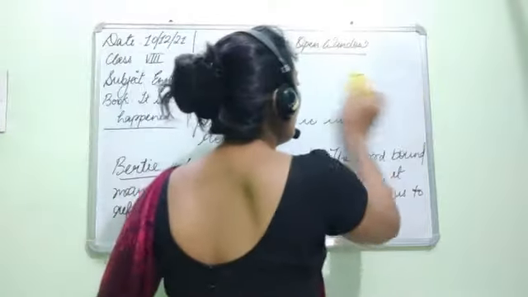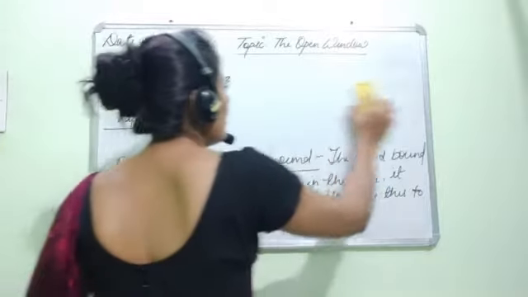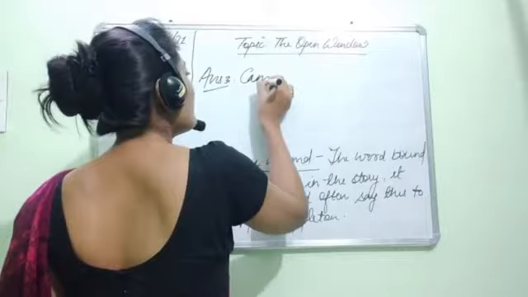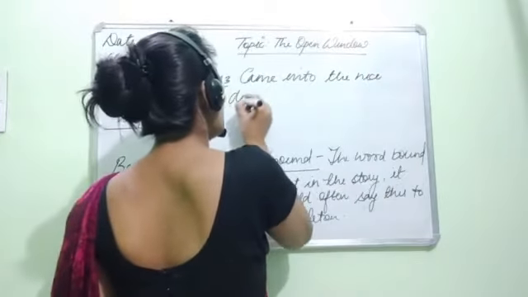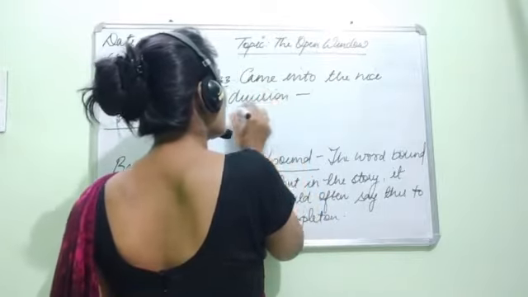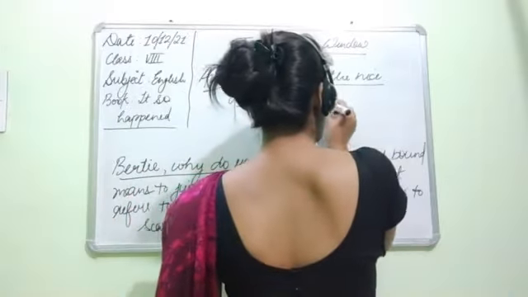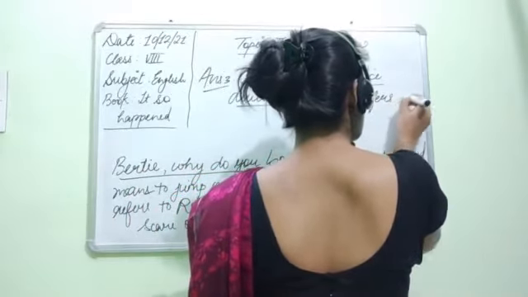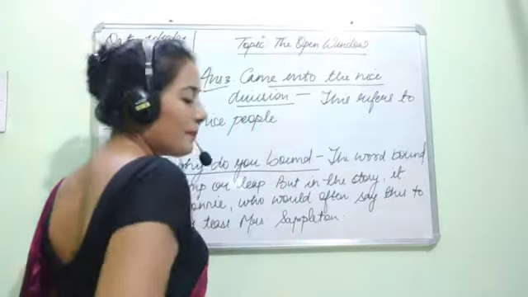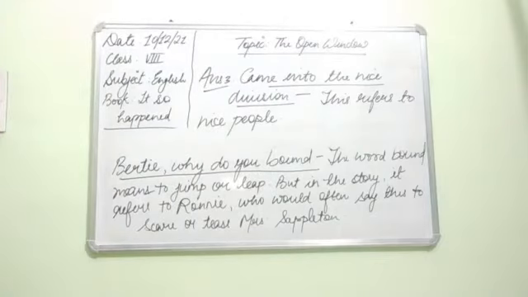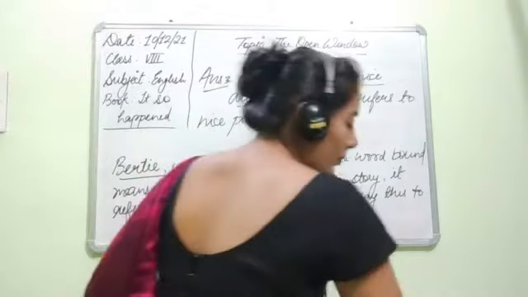Now, the third paraphrase is, came into the nice division. Came into the nice division. This refers to nice people. Okay. Now please take down the screenshot. Came into nice division. This refers to nice people. Okay, I'm rubbing this off now.